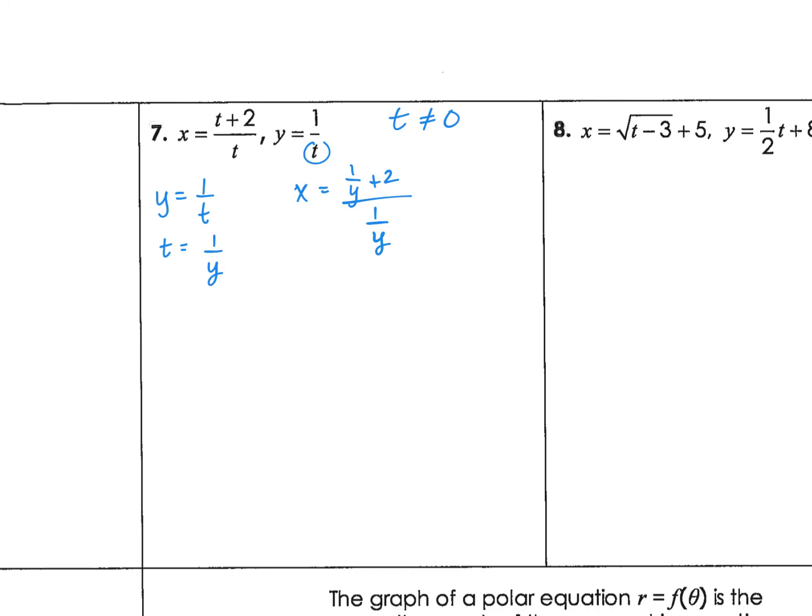Now what? Get rid of it. How do you get rid of it? One over y plus 2 times y over 1, right? Compound fraction. Flip it and multiply. So this times this. So we get x equals what? 1 over, we just get 1 here, don't we? So this is 1 plus 2y. So now what?